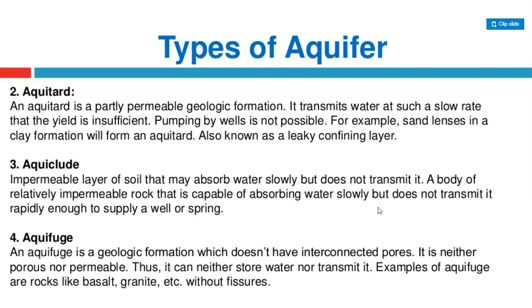Aquifuge. An aquifuge is a geologic formation which does not have interconnected pores. It is neither porous nor permeable. Thus, it can neither store water nor transmit it. Examples of aquifuges are rocks like basalt, granite, etc. without fissures.